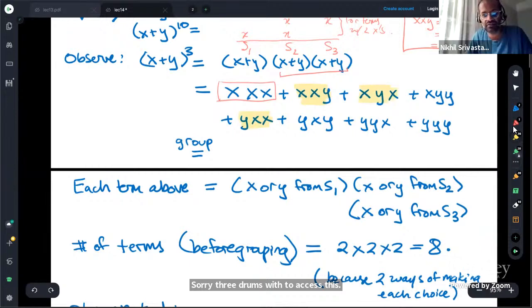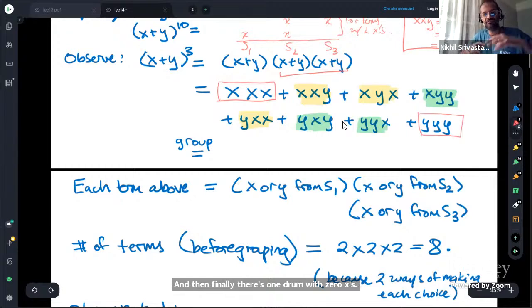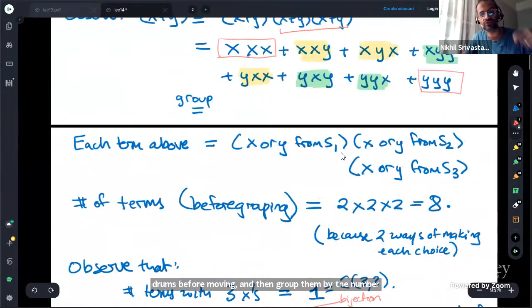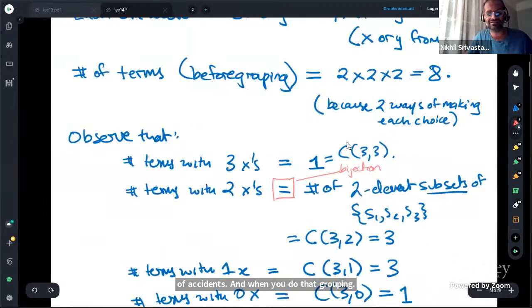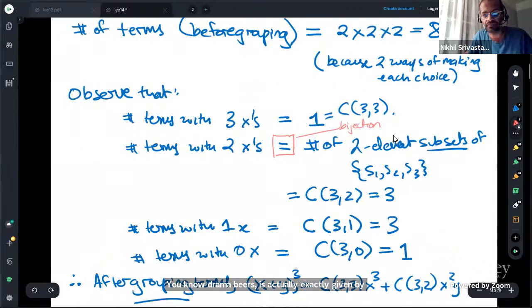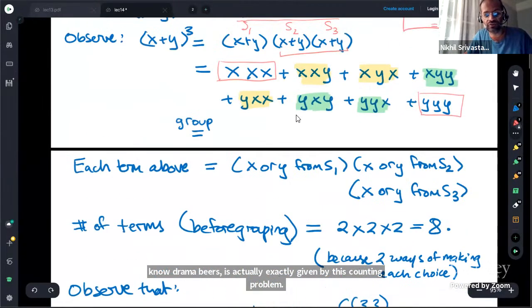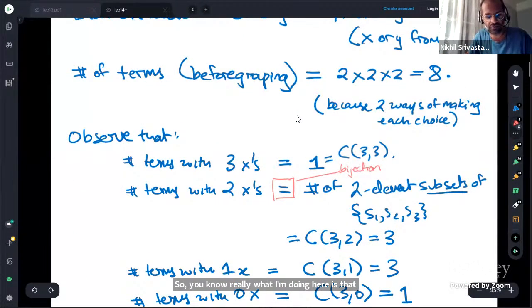And then there are 3 terms with 1 x, namely this, and this. And then finally, there's 1 term with 0 x's. And so what the proof is saying is, first expand the terms before grouping, and then group them by the number of x's. And when you do that grouping, the number of times a particular term appears is exactly given by this counting problem. So really what I'm doing here is that the yellow terms correspond to this.